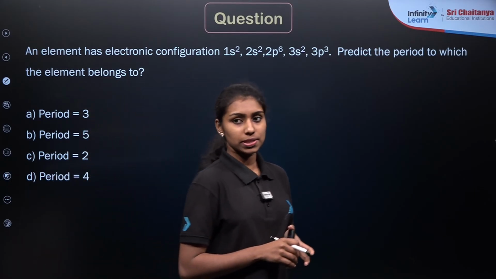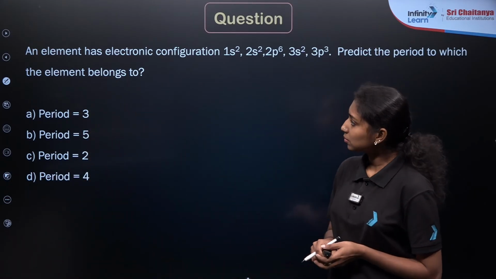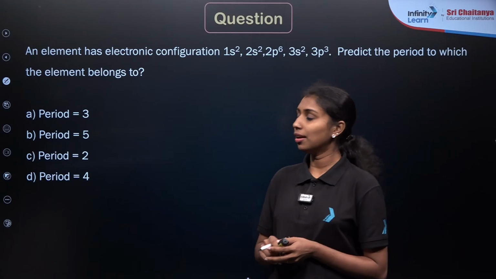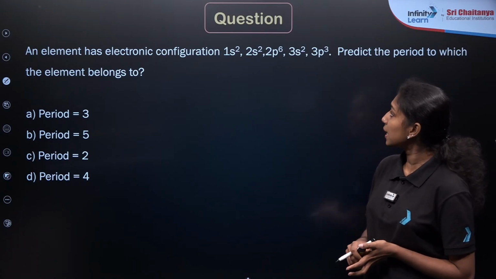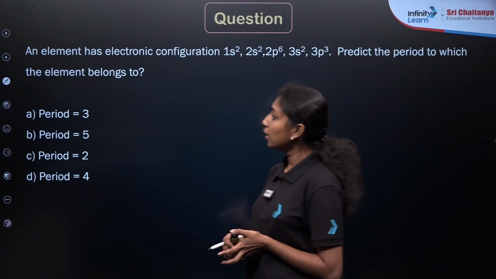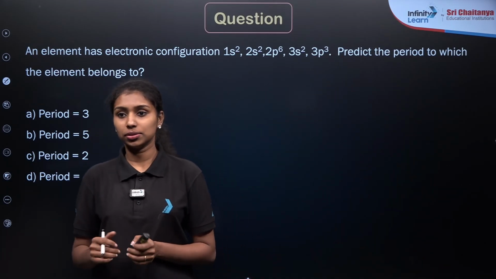So here is our first question. An element has the electronic configuration 1s2, 2s2, 2p6, 3s2 and 3p3. Predict the period the element belongs to.